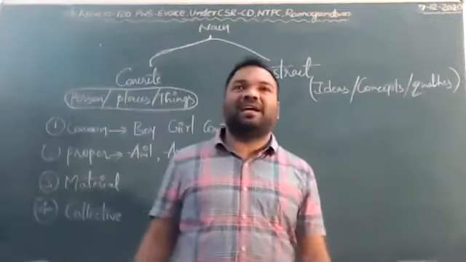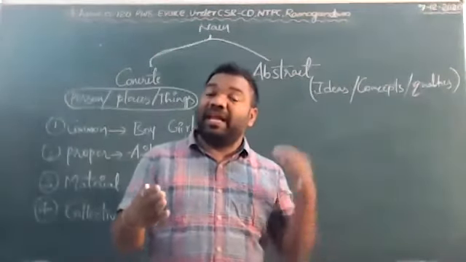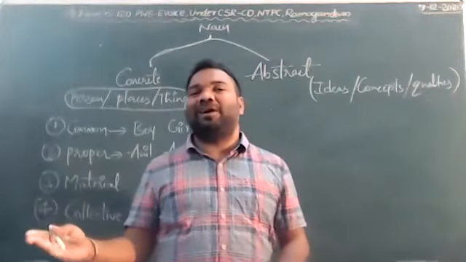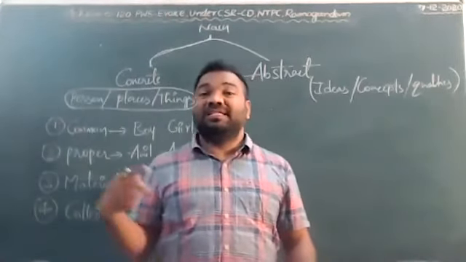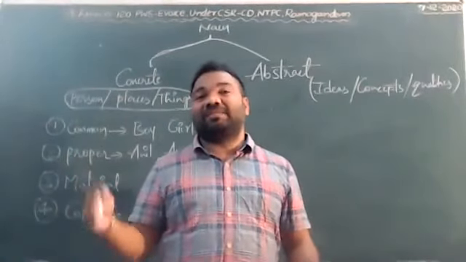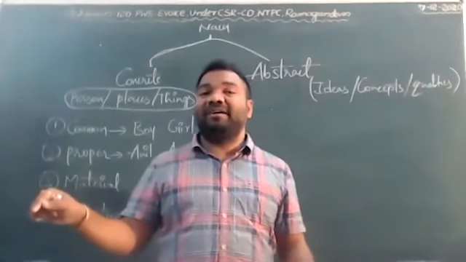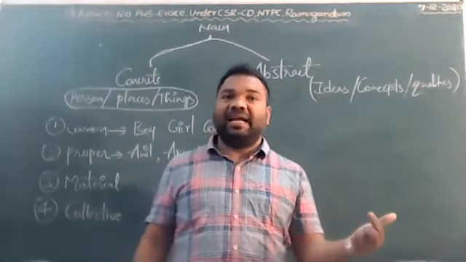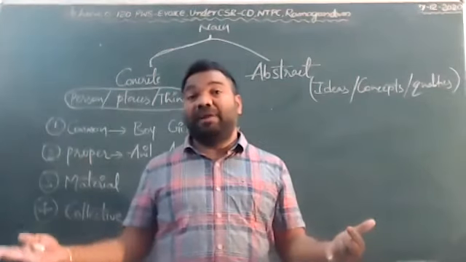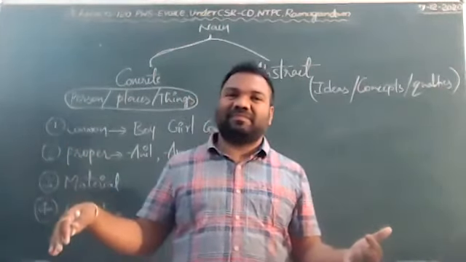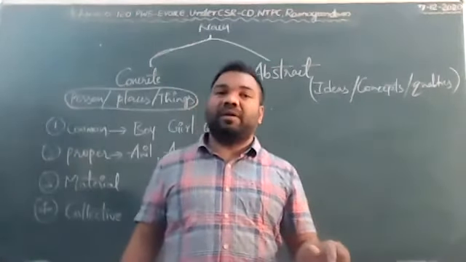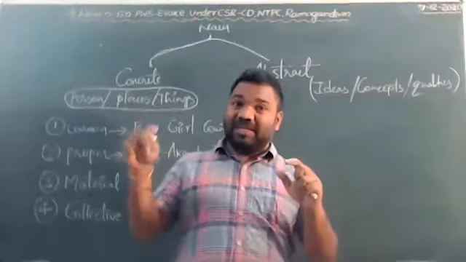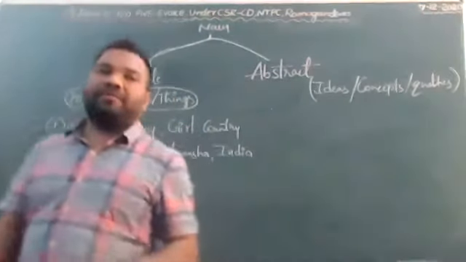For example, town. Town is a common noun. Godavarikhani is a proper noun. Flower is a common noun. Jasmine, rose, these are the absolute names of the flowers, so they fall under proper noun. You understand what I'm saying? Tree is a common noun. Neem tree is a proper noun. City is a common noun. New York, Delhi, Bangalore, Mumbai, Hyderabad, these are cities. So these names fall under proper noun. That you have to understand.